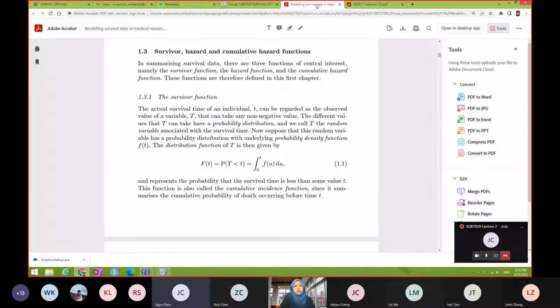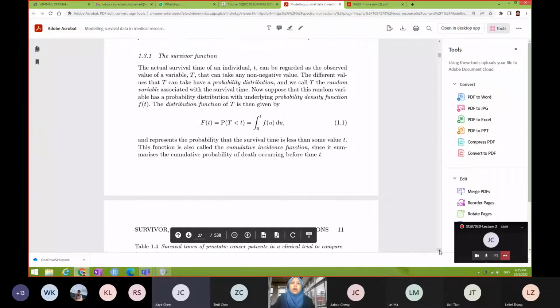Now we move on to the survivor, hazard and cumulative hazard functions. These are the common types of function in survival analysis. Number 1, we start with the survival function.